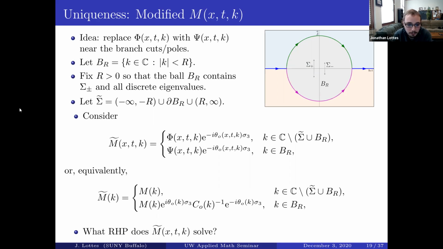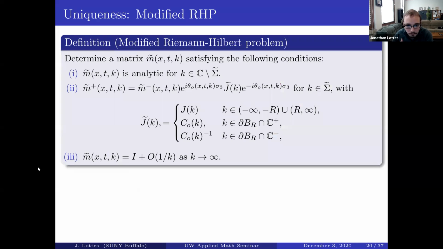And we can equivalently represent M tilde in terms of our old M. Outside the ball, it's the same M, and then inside the ball, it's just the old M with this conjugated factor on the right of C naught. And so one question is what Riemann-Hilbert problem does this M tilde solve? So I introduce a new Riemann-Hilbert problem, the modified Riemann-Hilbert problem.